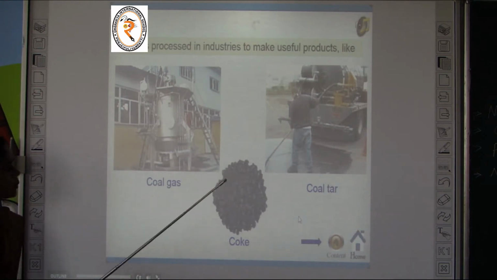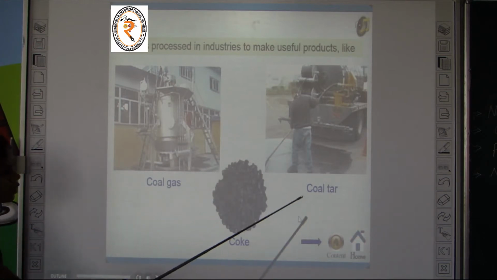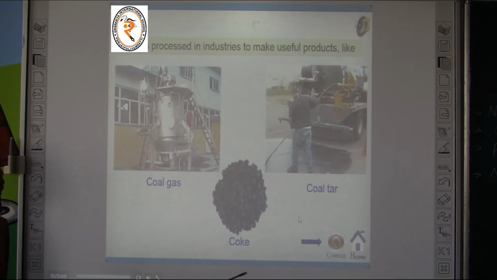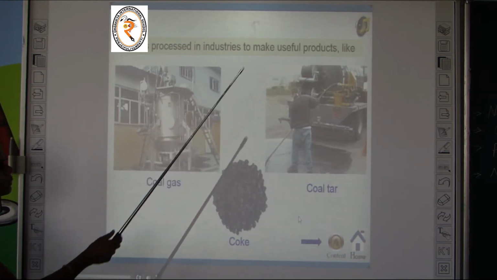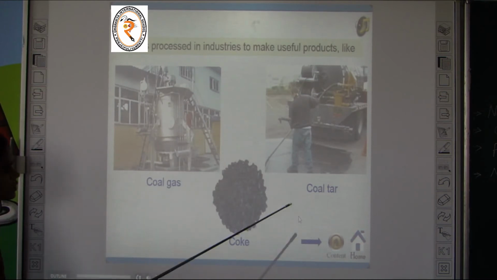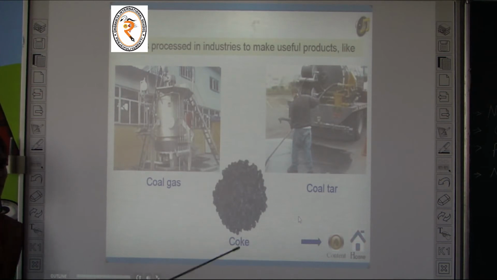What are the coal products? Coal gas, coal tar, and coke are the coal products. See, coal is processed in industries to make useful products like coal gas, coal tar, and coke. So we can get these products from which material? Coal. Okay.